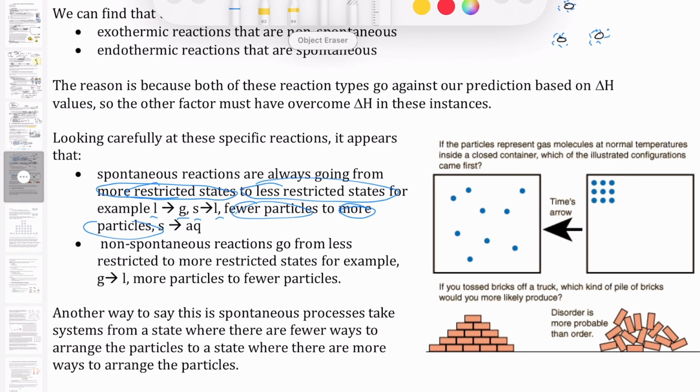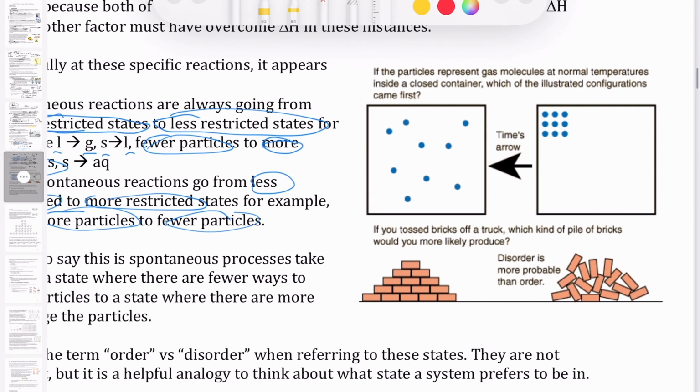It will be going from things that are less restricted, more free to move around, to more restricted. So solids are more restricted, gases are less. More particles to fewer particles also seem to have this problem. So another way to look at it is this. If I give you these two possibilities, right?